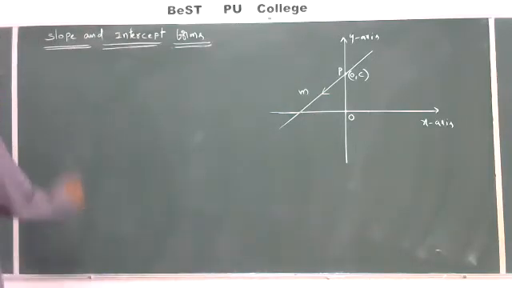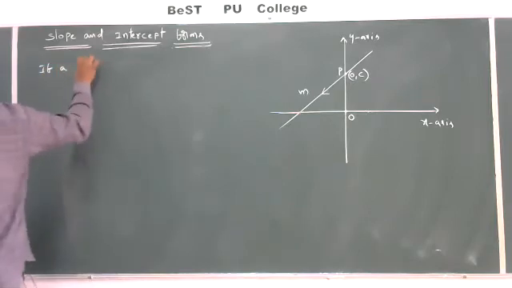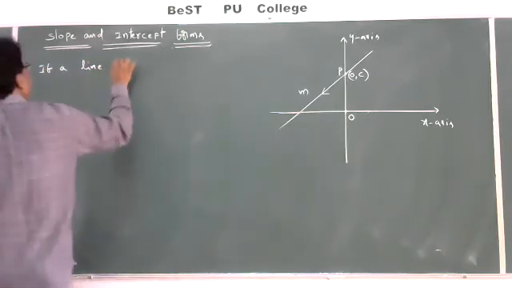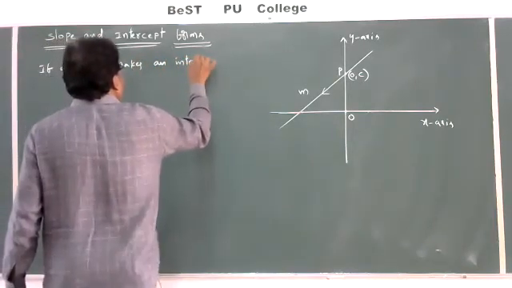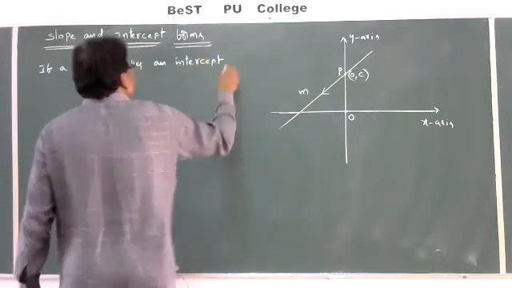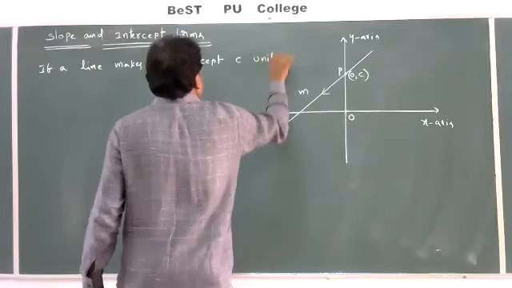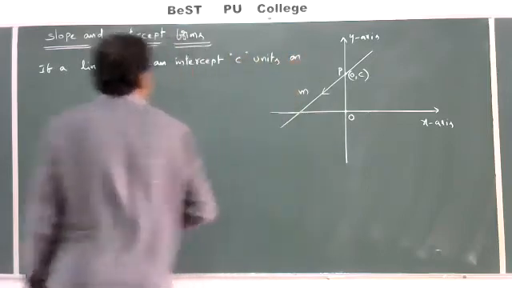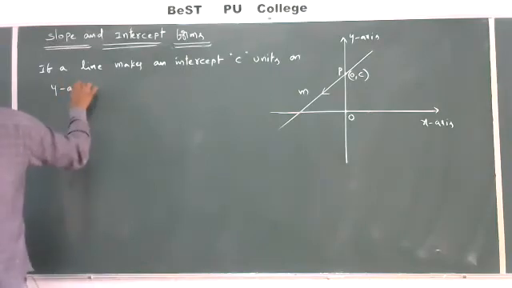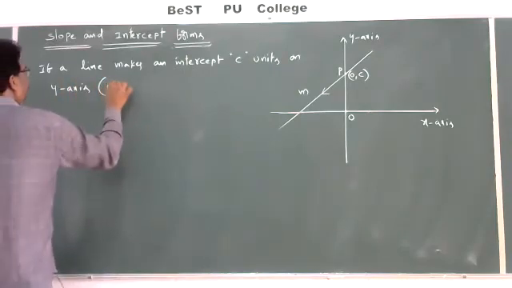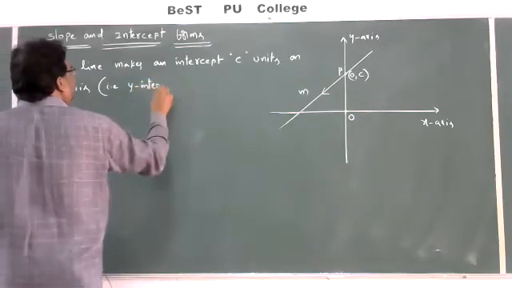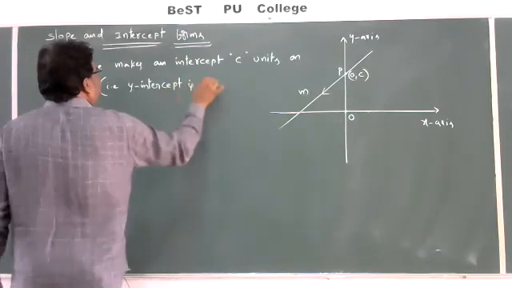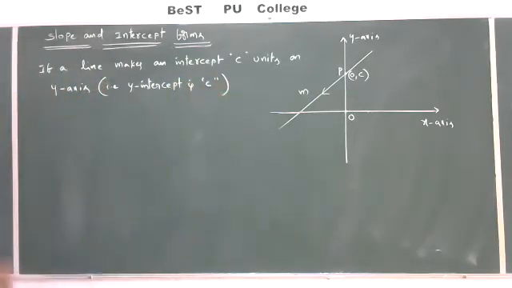If a line makes an intercept of c units on the y-axis, in brackets, that is y-intercept is c. That is the meaning. That is called the y-intercept.